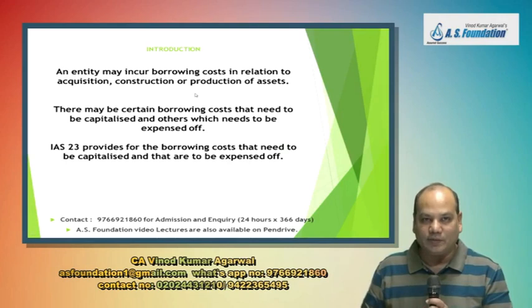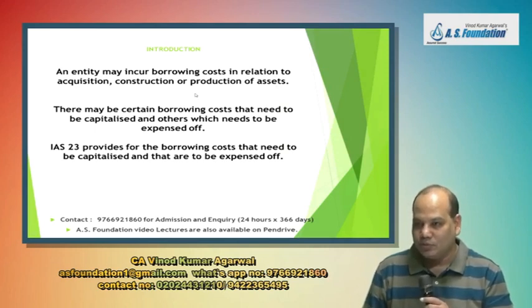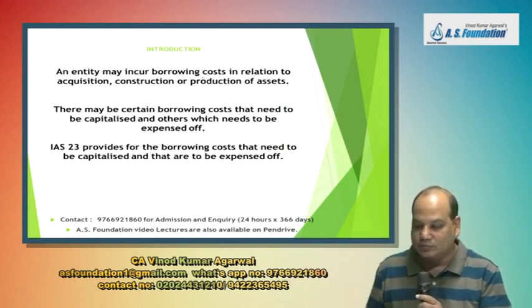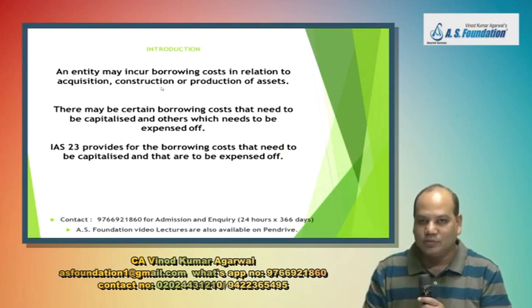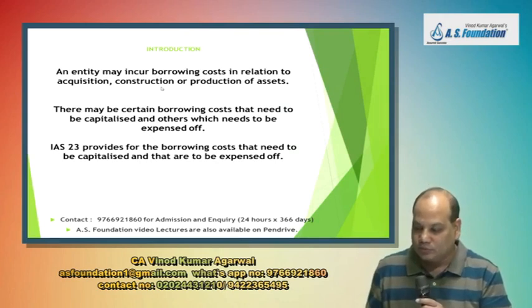A wrong treatment may affect the statement of profit and loss, that is your performance, as well as the statement of financial position, right? Because the total value of your asset can be different if you rightly or wrongly apply this standard. Borrowing cost which should be capitalized, suppose, is charged to statement of profit and loss. Profit will be lower. Reverse also, it should have been charged to P&L account, but you have capitalized, your profit will be overstated. So this standard will guide you with respect to that.